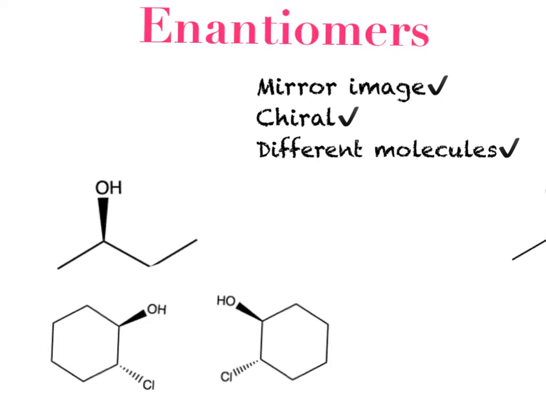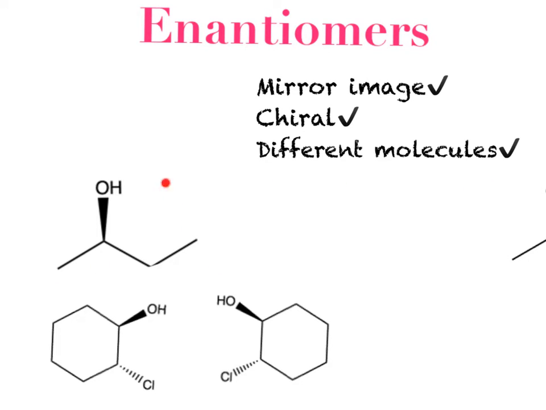So there are basically three main things to know about enantiomers. Enantiomers are a relationship between molecules, so one molecule by itself cannot be an enantiomer unless it's in relation to another molecule. The two molecules must be mirror images of one another, chiral, as I discussed in the previous slide, and essentially be different molecules.